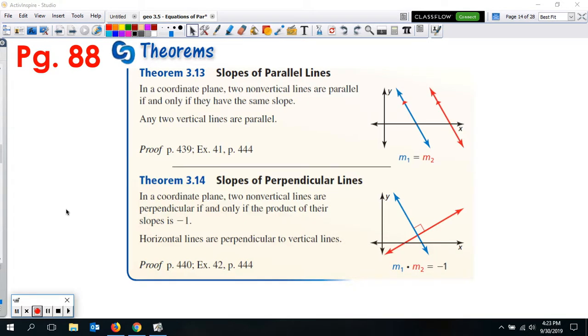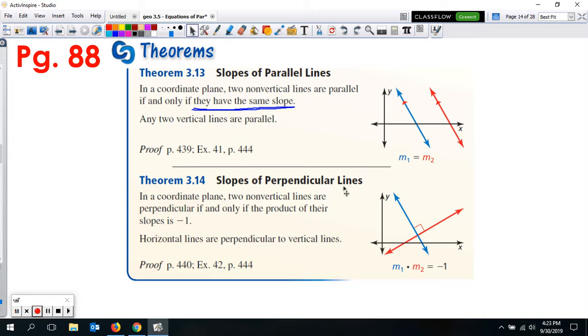All right, so on page 88, you see the theorems there. These are 2 theorems that are talking about the slopes of parallel lines and perpendicular lines. And for parallel lines, we know that they have the same slope. That's what that video was talking about at the beginning. So right there, they have the same slope. You want to highlight that part. Parallel lines will always have the same slope. So the slope of the blue one will be the same as the slope of the red one.